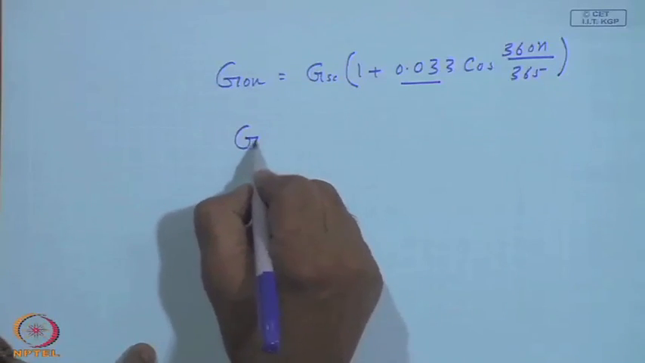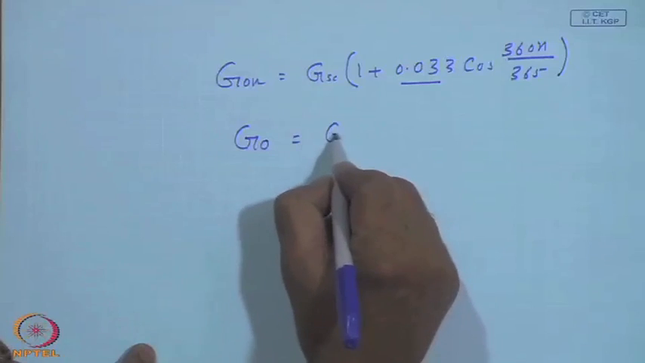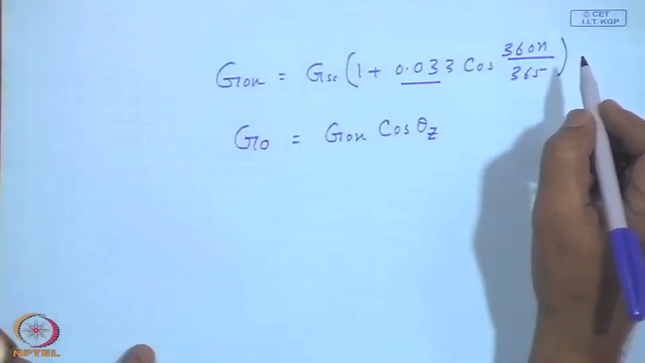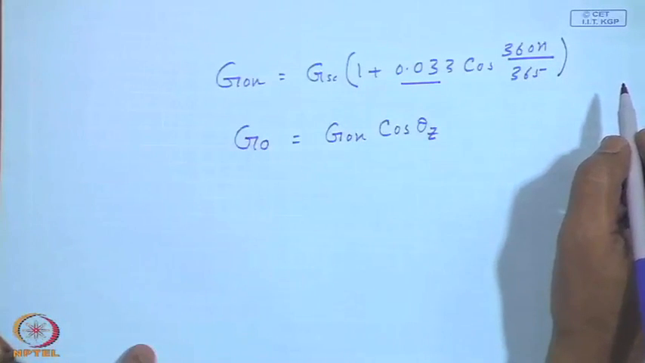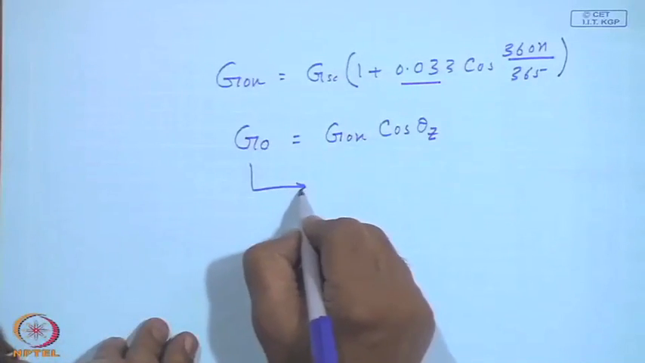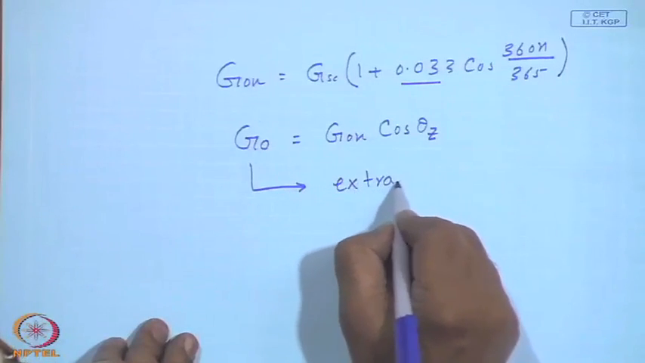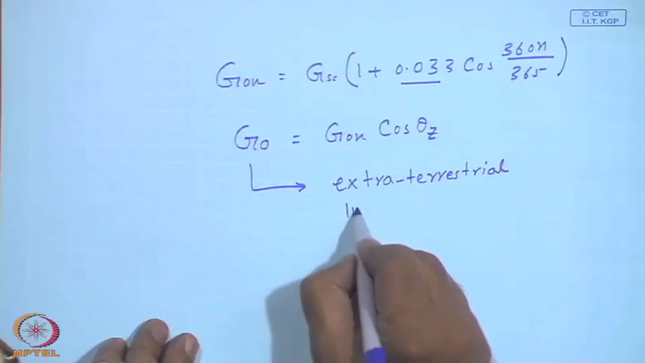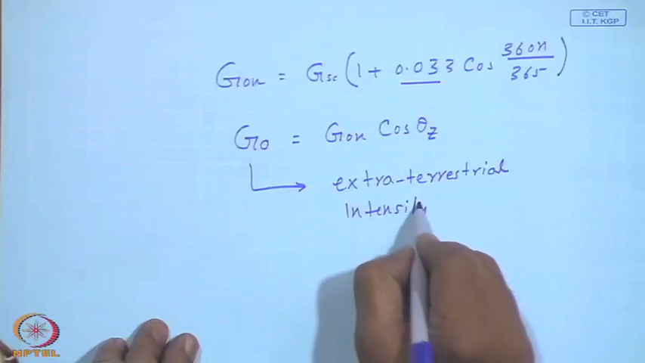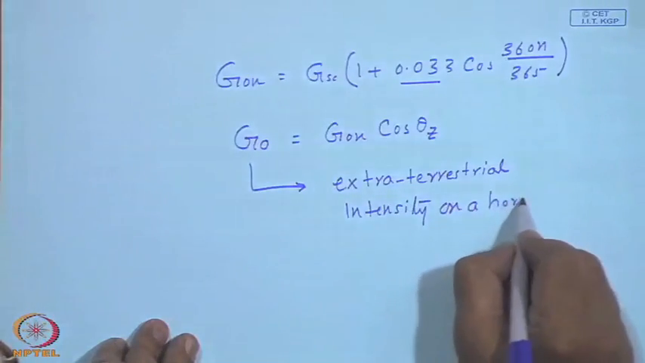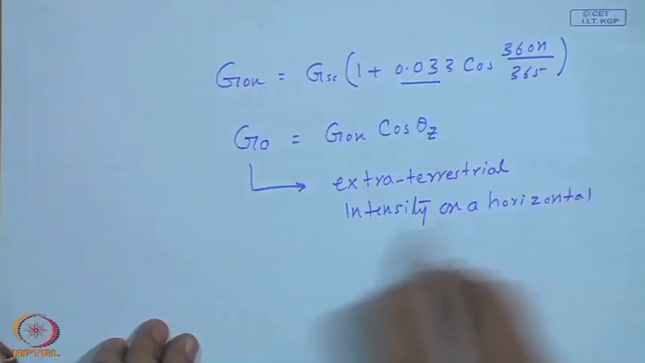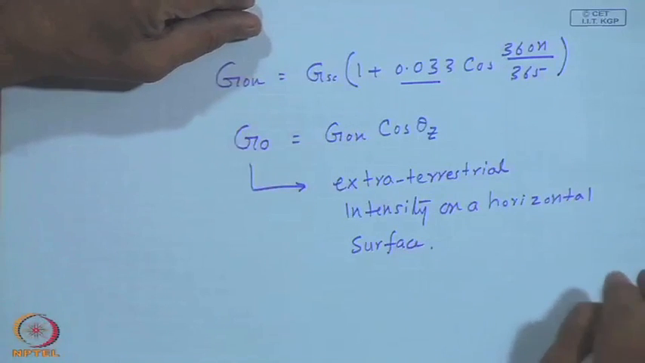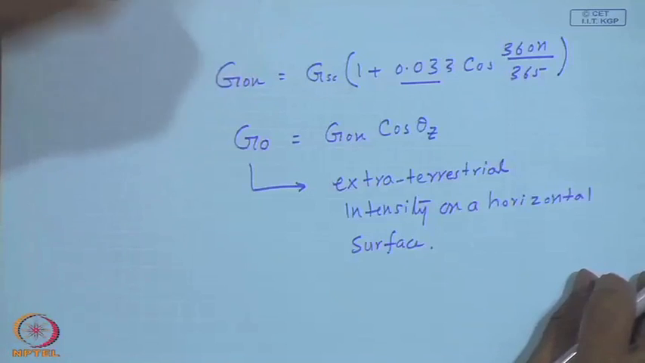So, from the angles we have defined so far, if I multiply with the cosine of the zenith angle, I will get the radiation on a horizontal surface. So, that is why I have recalled this equation.